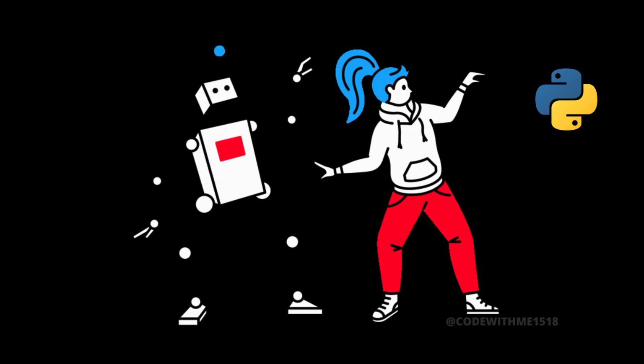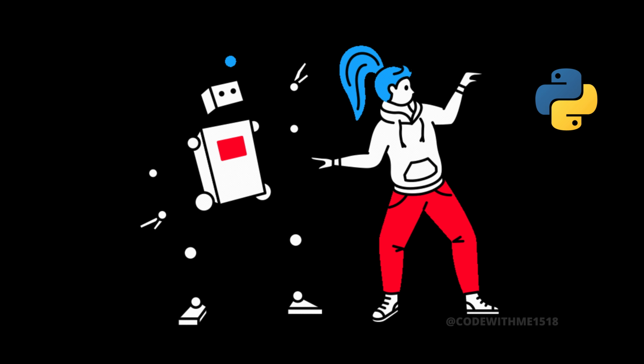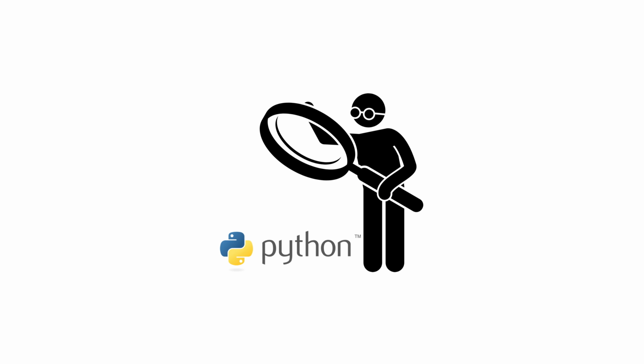And that's a wrap for day 47 of our 100 Days of Python series. Today, we explored dimensionality reduction techniques, implemented PCA and t-SNE, and visualized high-dimensional data.